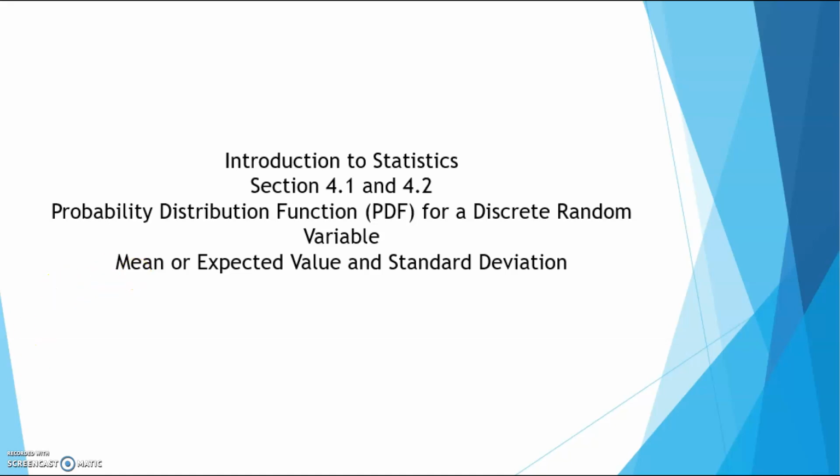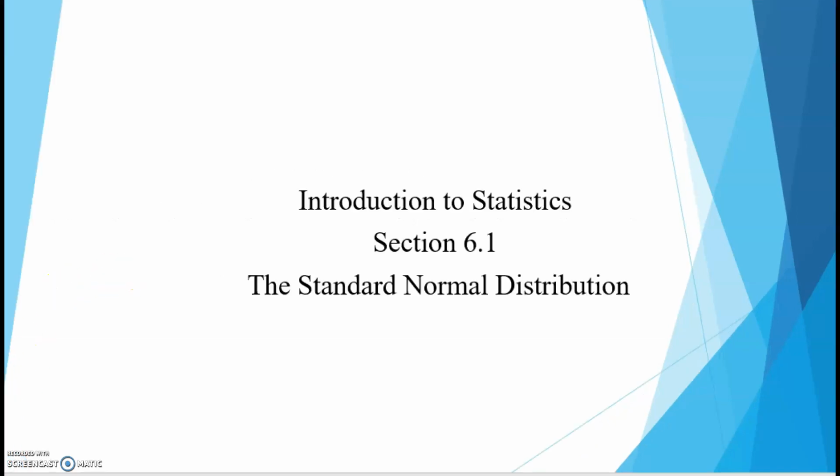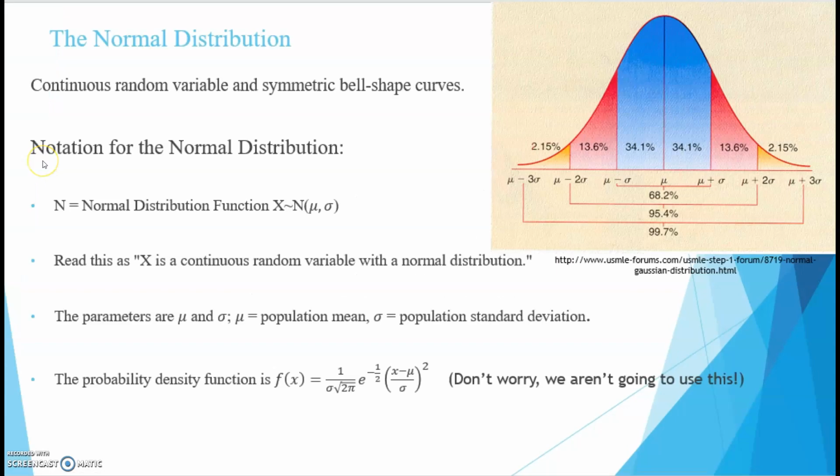4.2. Okay, so now we're talking about something called the standard normal distribution. In your normal distribution, what you have is a continuous random variable, and you can also call the normal distribution a bell-shaped curve. But this bell-shaped curve is completely symmetrical.